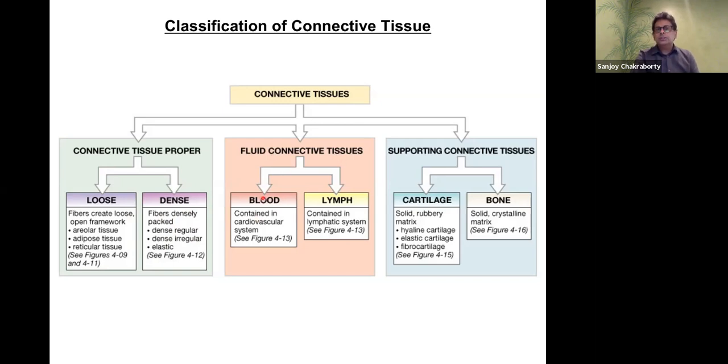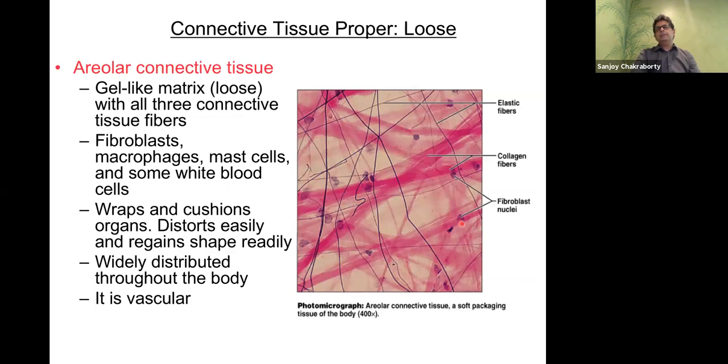For fluid connective tissue, we need to know what blood is and a little bit about lymph. You probably don't need to know anything detailed. And then cartilage and bone, a little bit about each individually. So let's go to the areolar connective tissue.